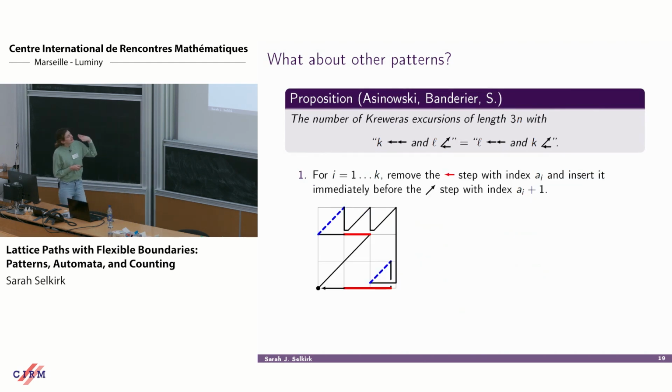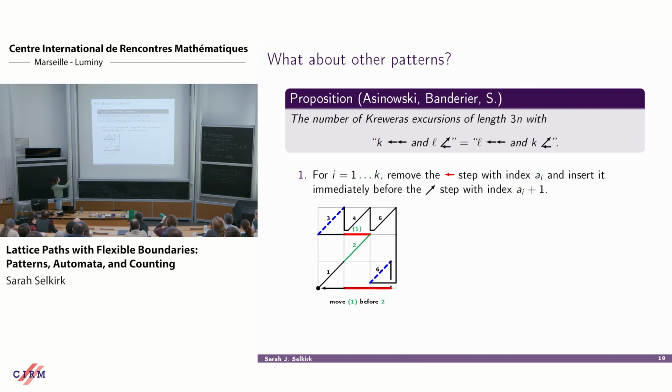Then, for i increasing from 1 to k, we take the west step that's marked, and we insert it immediately before the northeast step which has the next index, so the index shifted by 1. In this case, for example, we have the west step with index 1. We place it before the northeast step with index 2. You can check to yourself that this is possible. We're always going to move an index with a lower number in front of one with a higher number, so it will still result in a valid path.